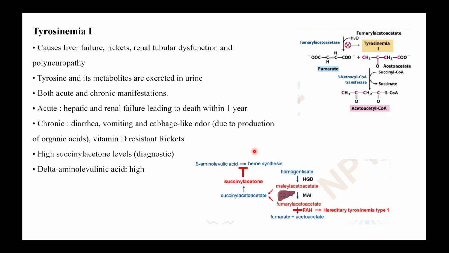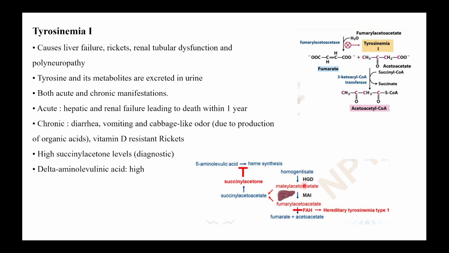Then it can lead to both acute and chronic manifestations. Under the acute manifestation, we have hepatic and renal failure leading to death within 1 year. So it can cause liver and kidney failure. And under chronic manifestations, you have diarrhea, vomiting, cabbage-like odor due to the production of these organic acids, and vitamin D resistant rickets. This is a very prominent manifestation of tyrosinemia type 1.